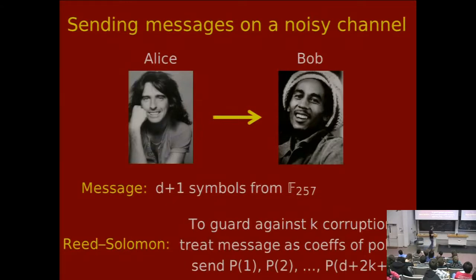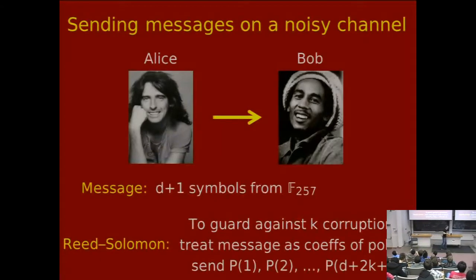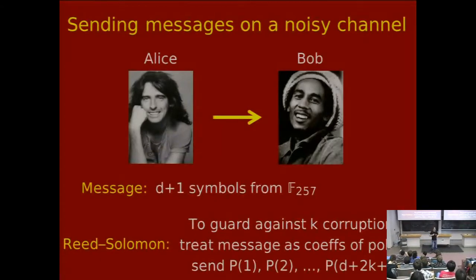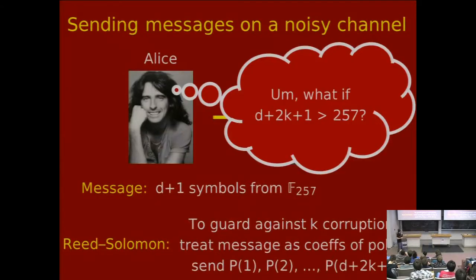But there's sort of a problem with this, which I did not mention at the end of that lecture, and luckily nobody else mentioned. What if this number, basically the number of symbols she wants to send plus the number of corruptions, is bigger than 257? I told you to send the polynomial's values on this many different points, but now there aren't that many field values. So that's a problem. So really this only works if you're sending really short messages.